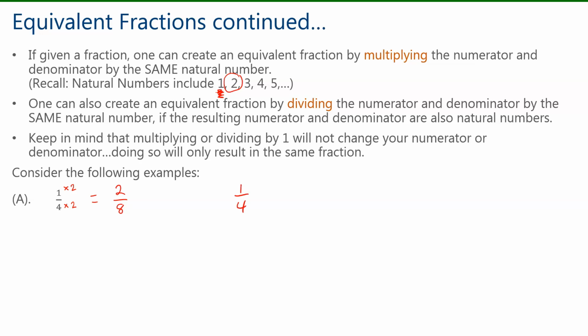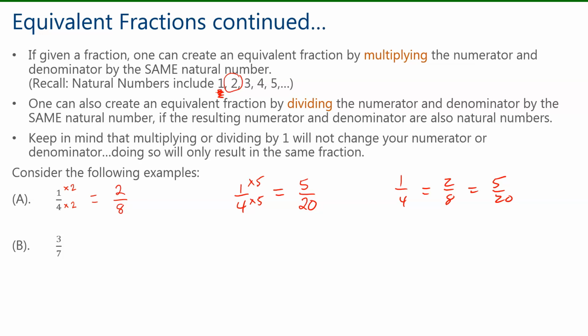I could have multiplied numerator and denominator by 5. That would have generated the equivalent fraction 5/20. So 1/4 is the same as 2/8 is the same as 5/20. And there's an infinite number we could come up with.